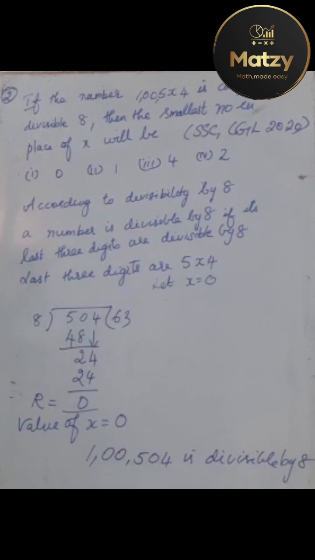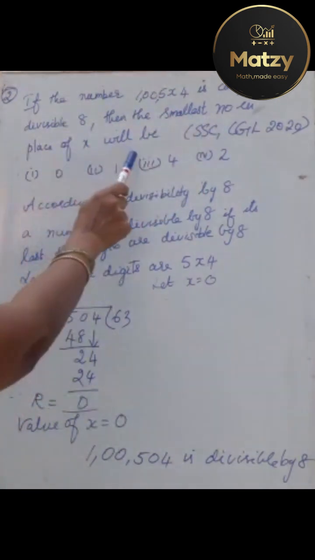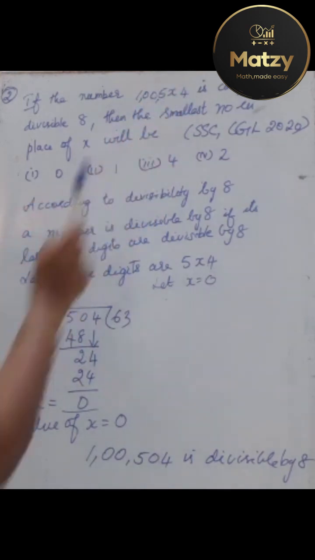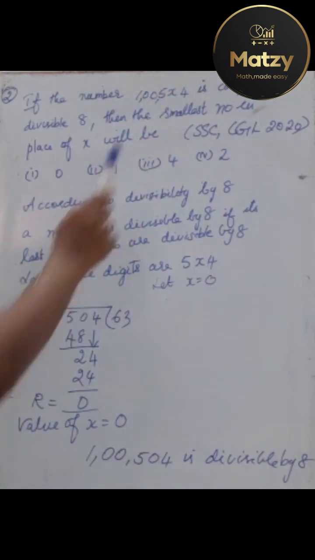Now, let me explain one more problem from the Agarwal book. This is also based on the number system. If a 6-digit number is given and it is completely divisible by 8, then the smallest number in the place of x will be dash. That is the question. This question was asked in SSC CGL 2020. Okay. A number is divisible by 8 if its last 3 digits are divisible by 8. What are the last 3 digits?